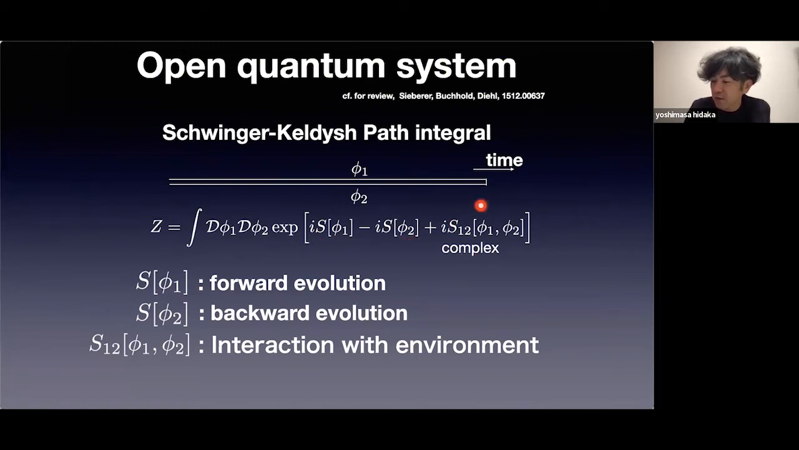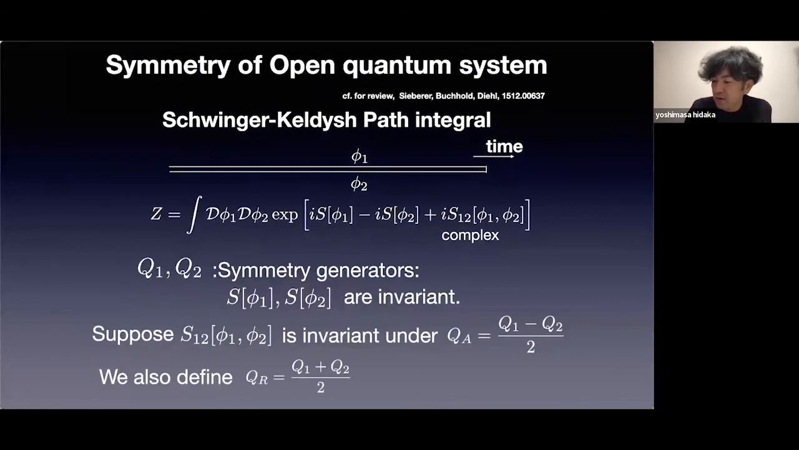And in the open system, there is some interaction between the forward path and the backward path. So if there is no this term, that corresponds to the isolated system. So this term represents the interaction with the environment. So this is a model of the open quantum system. So in this system, since we have the two actions, these are some total actions. So by using this action, you can discuss the global symmetry.